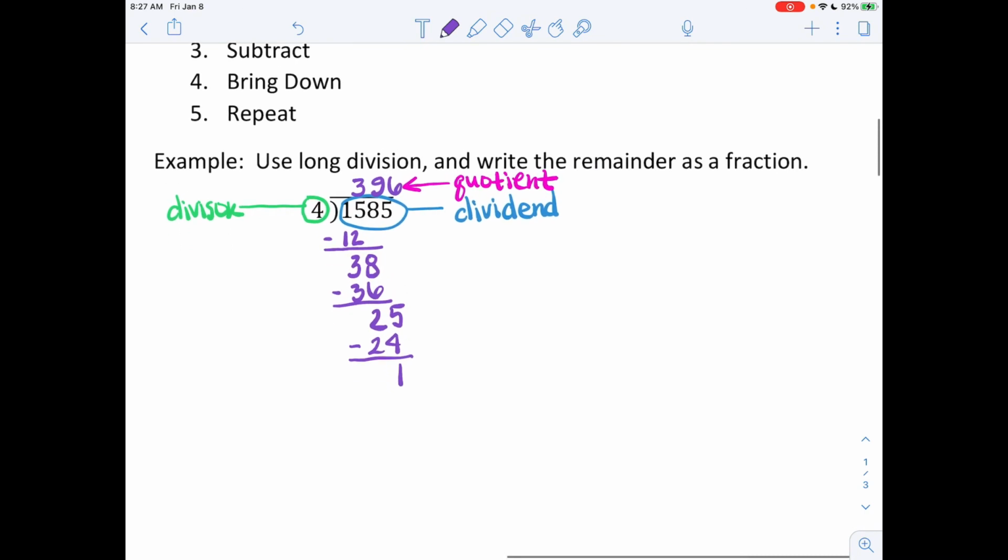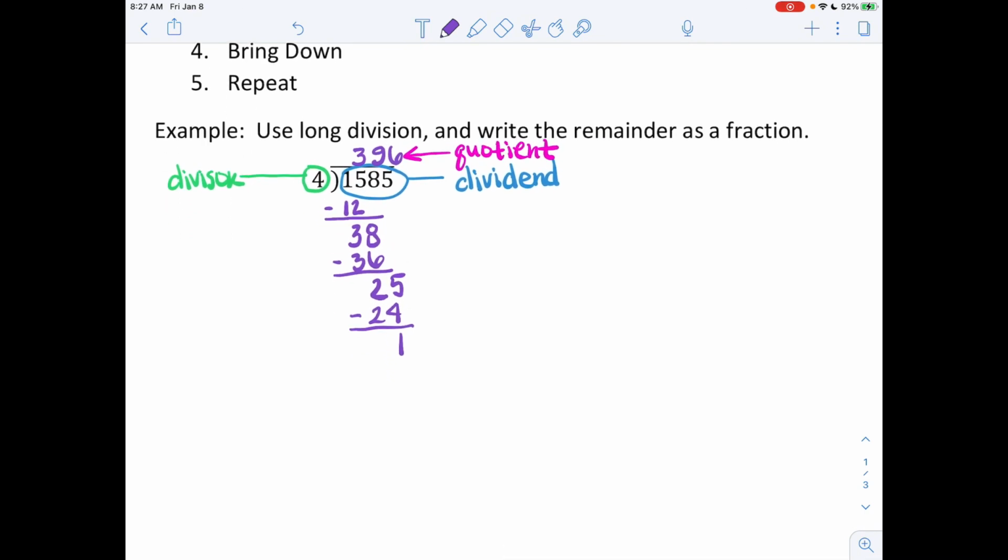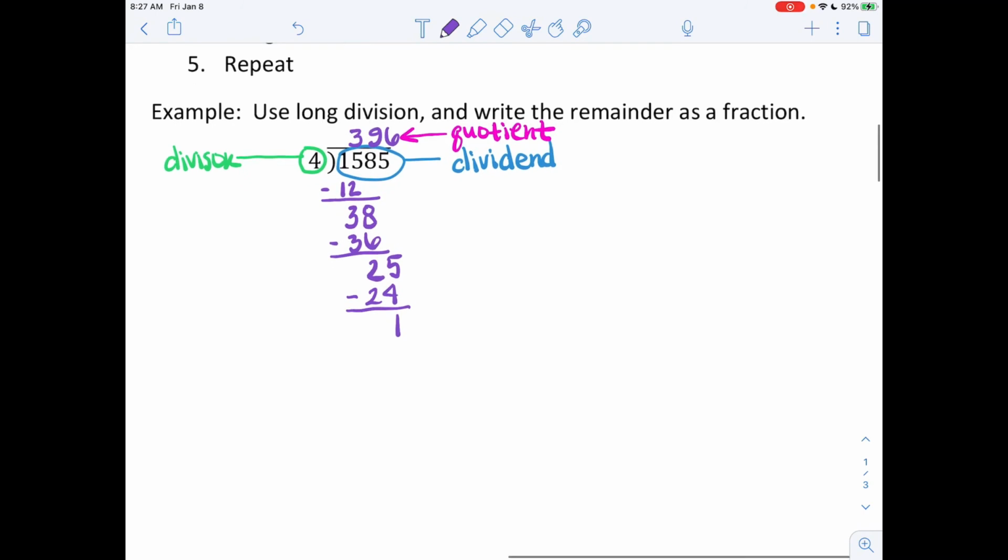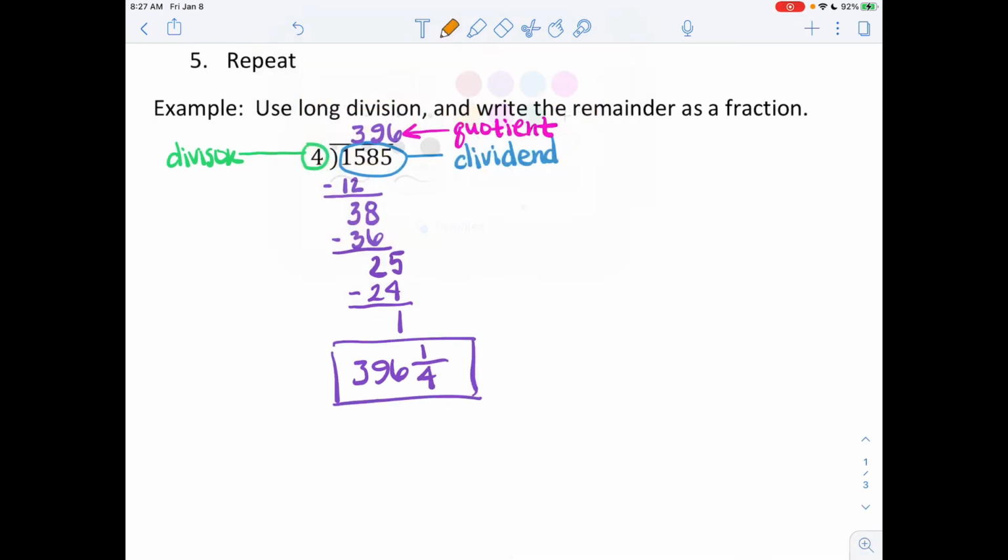All right, so if we want to actually write our final answer, it's the quotient plus remainder over divisor. So our quotient is 396, and then our remainder is 1, and our divisor was 4. And so this is our final answer. So this is our remainder, the divisor we already labeled up above, but I will label it here as well. And finally, the main part of our answer is the quotient.